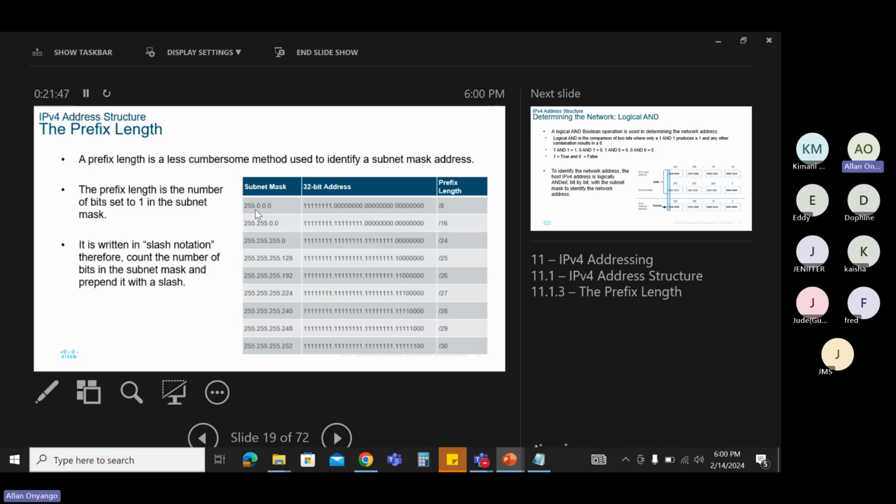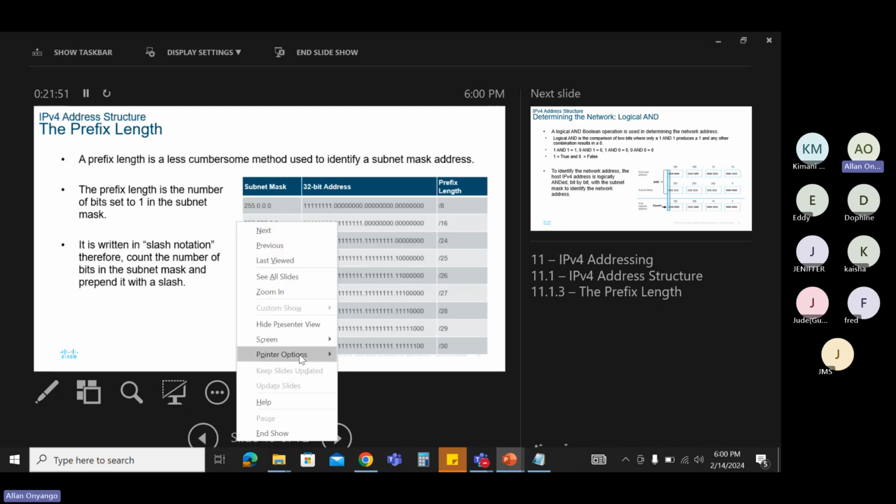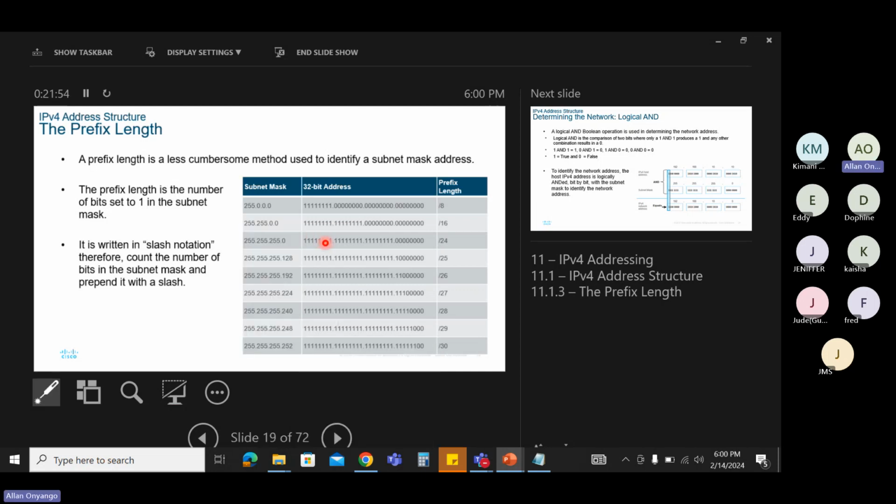Let's look at /25. Can you see /25? Now, /25 means that we have 25 ones, where the first octet is full with 8, the second octet is 8, the third octet is also 8. That is 24. And then we have one more put on the fourth octet. This one represents which number? It represents 128.